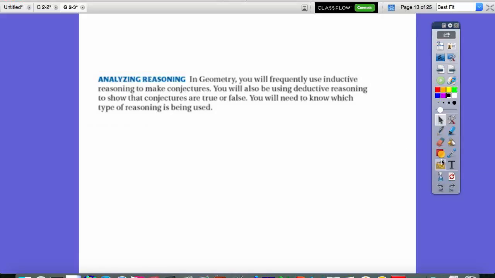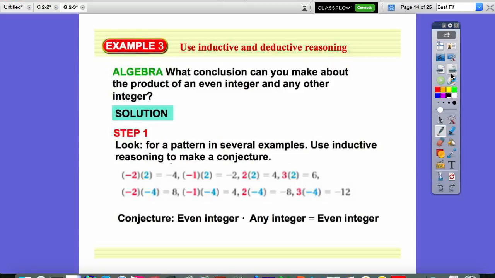In geometry, you're going to frequently use inductive reasoning to make conjectures, and you're also going to use deductive reasoning to show that the conjectures are true or false, okay? You will not need to identify whether you're using inductive or deductive reasoning. You will have to state what process you are using or what property, okay? Here's just some practice on inductive and deductive reasoning.